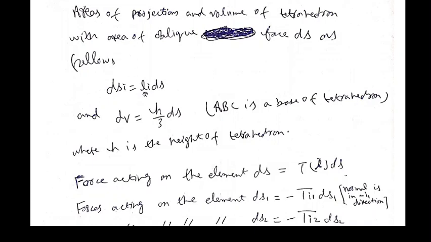Now dS_i is equal to l_i dS, that is, dS1 will be equal to l1 dS, dS2 will be equal to l2 dS, and dS3 equal to l3 dS. And these l1, l2, l3, what are these? These are the components of this unit normal L. And here we are taking ABC as the base of the tetrahedron, and for the volume, dV is equal to h by 3 dS, where h is the height of the tetrahedron.